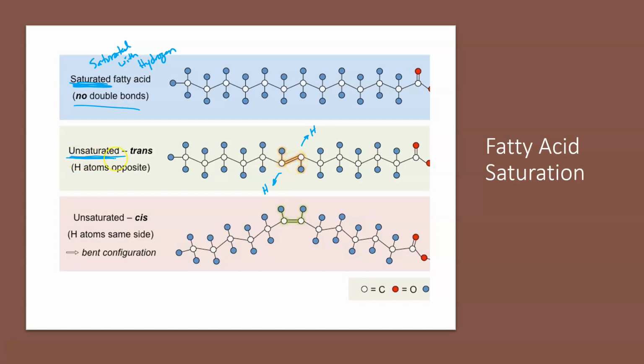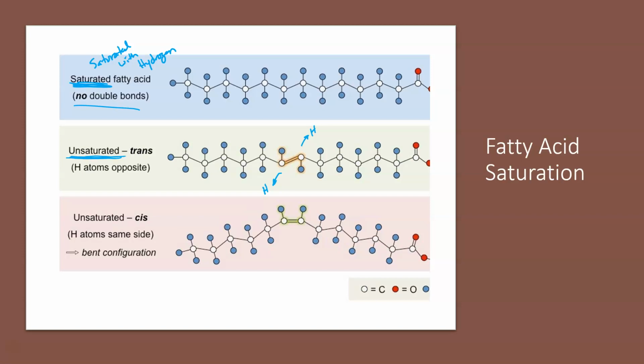This is an unsaturated fat, and this would be a monounsaturated fat, right? There's a single point of unsaturation. This is also a monounsaturated fat. You can have polyunsaturated fats, right? If you had multiple double bonds throughout, it just means that you would have fewer and fewer number of hydrogens.